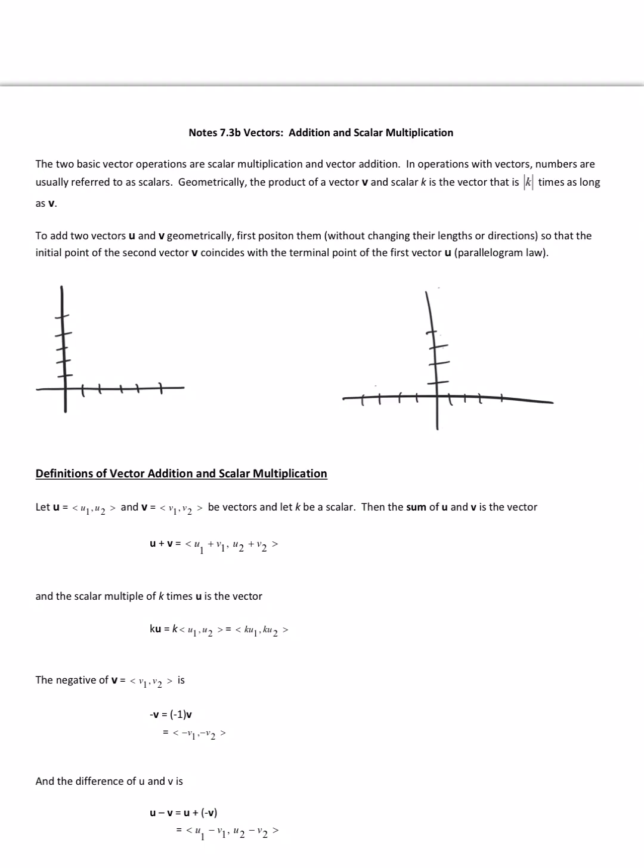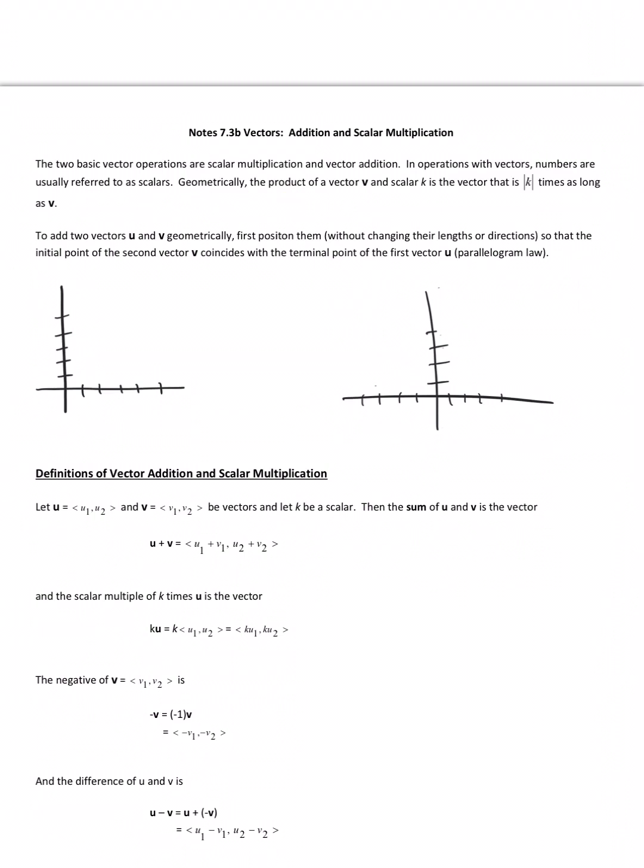All right, in 7.3 part B, we're going to look at adding vectors and scalar multiplication. Let's just read along here. The two basic vector operations are scalar multiplication and vector addition. In operations with vectors, numbers are usually referred to as scalars. So it's just like a constant or a regular number, but it's called a scalar.